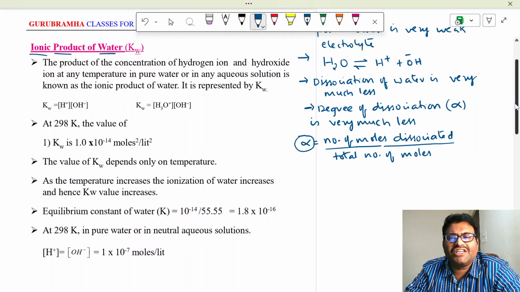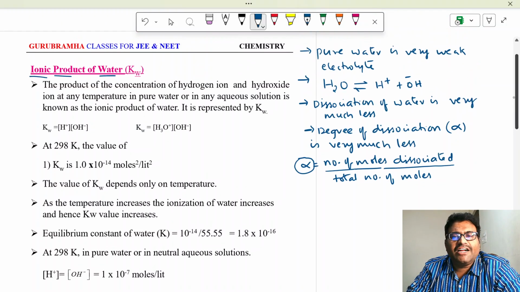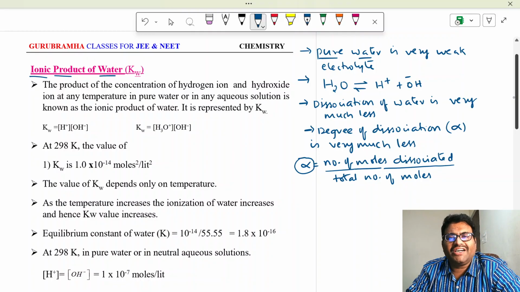As water dissociates very little, we say that pure water means it does not contain any other salts or minerals, only water is present. So pure water is a weak electrolyte because its degree of dissociation is very much less, it dissociates to a very small extent. That's the reason why it is a very weak electrolyte.